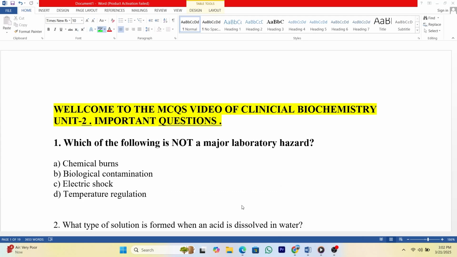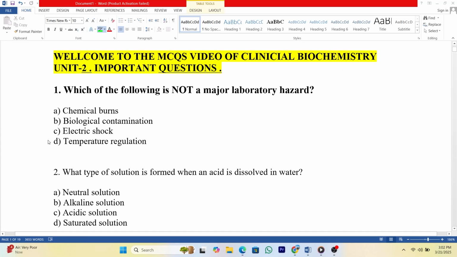1. Which of the following is not a major laboratory hazard? A. Chemical burns. B. Biological contamination. C. Electric shock. D. Temperature regulation. Answer: D. Temperature regulation.